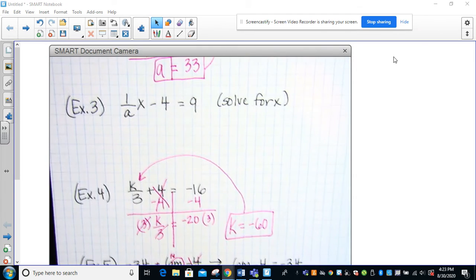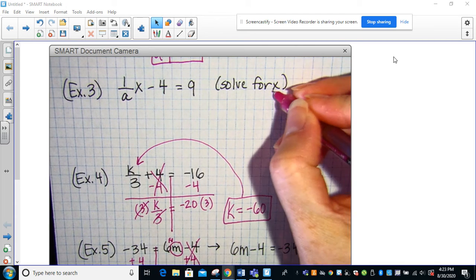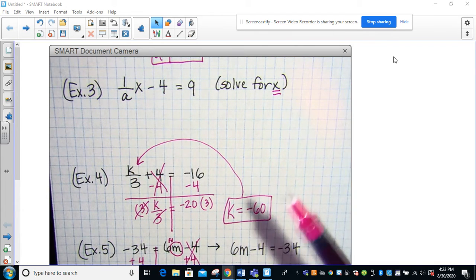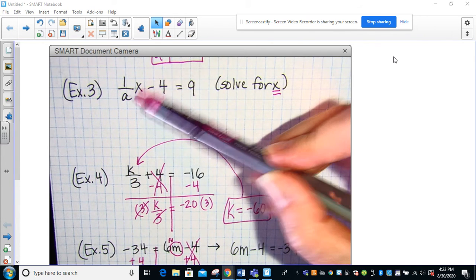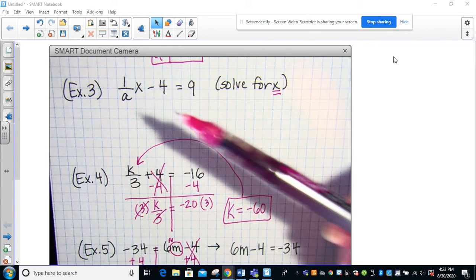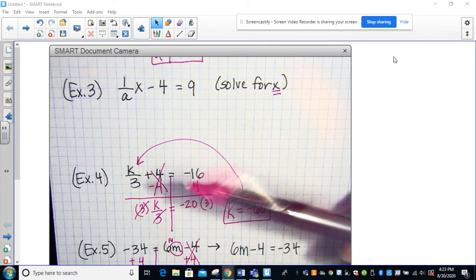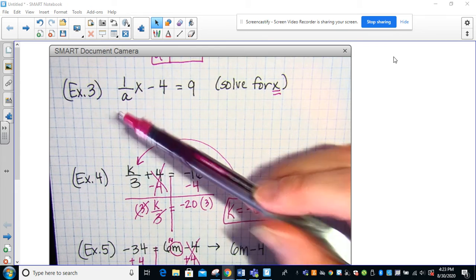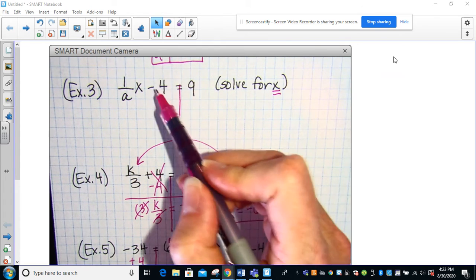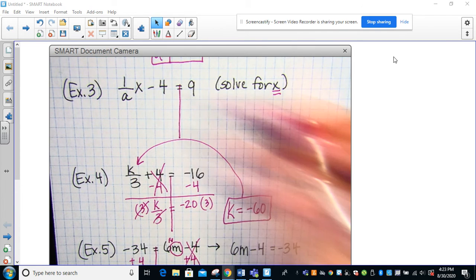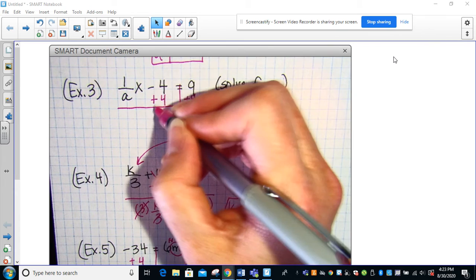So going back to example 3, this one says we're going to solve for x, and the first thing that stands out to me is that we have an a on the bottom. So we have a variable here and a variable here. Pretend, or let's just play it out like it's a number. So just keep that in the back of your mind for a second and let's start working it out. So we have a minus 4. The inverse of that is plus 4. So now those are gone.